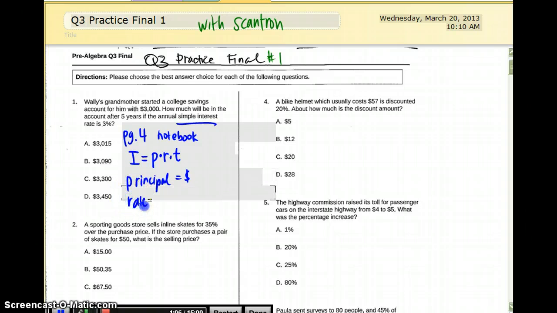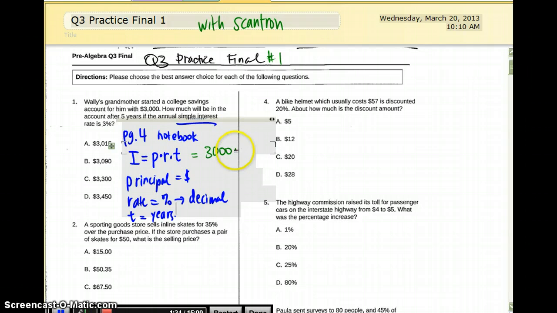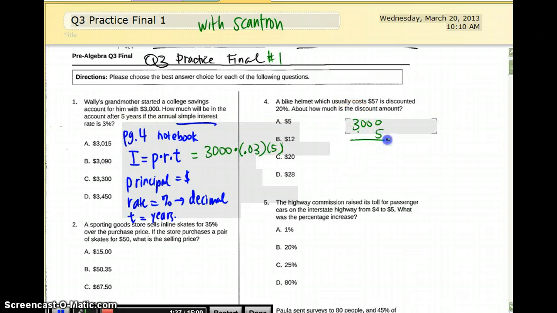R is the rate, which is a percent that you need to change to a decimal. And then there's T, the time in the number of years. So we're going to simply multiply P, R, and T together to get the interest. So I'm going to multiply $3,000 that we're borrowing, times 3%, and that's going to be the decimal 0.03. Then I'm going to also times that by 5 years. So I'm going to first multiply 3,000 with 5, giving me 15,000. And then 15,000 I'm going to multiply by 0.03.